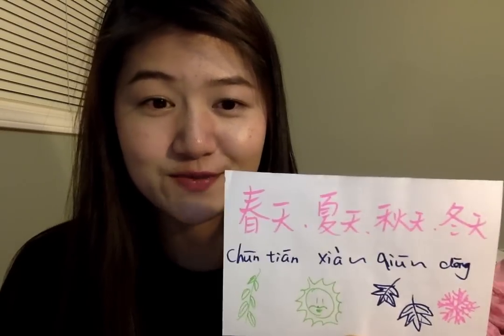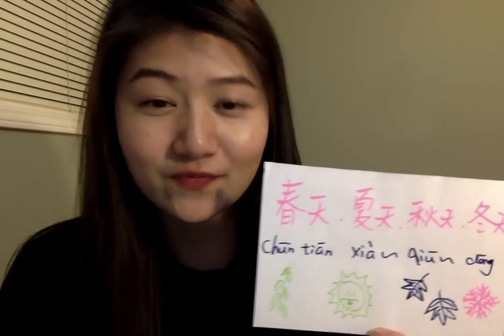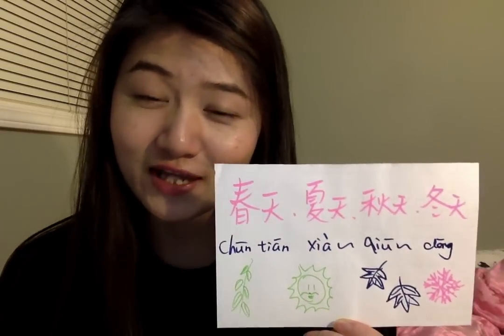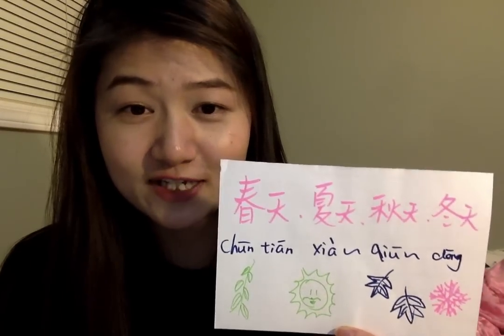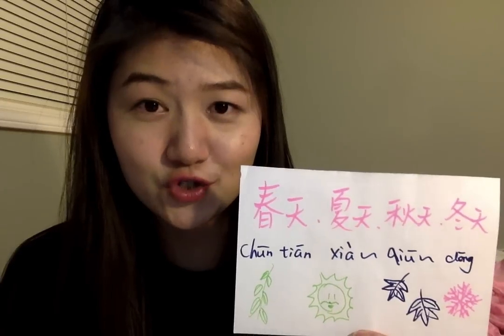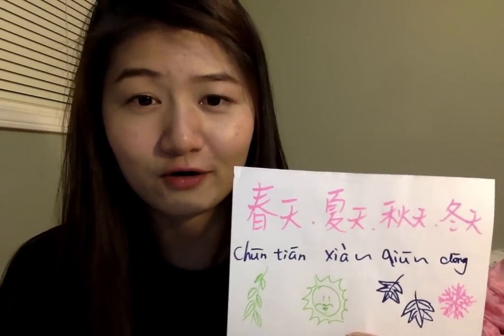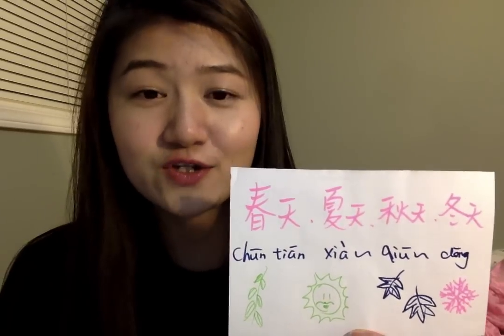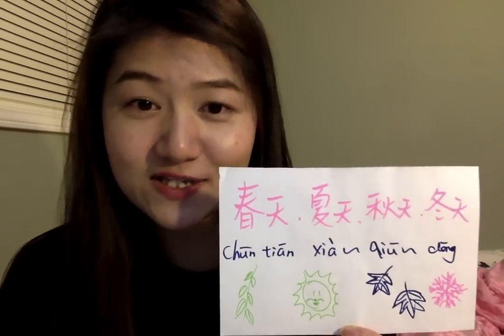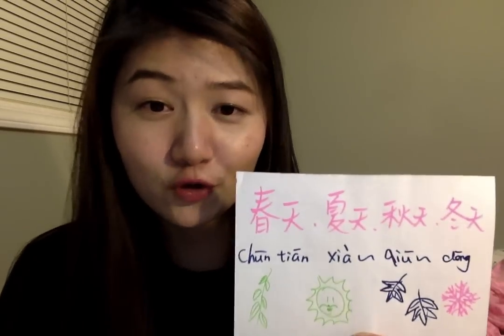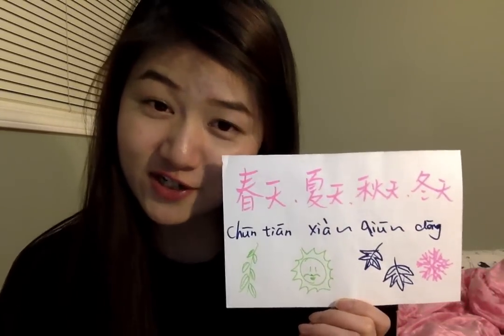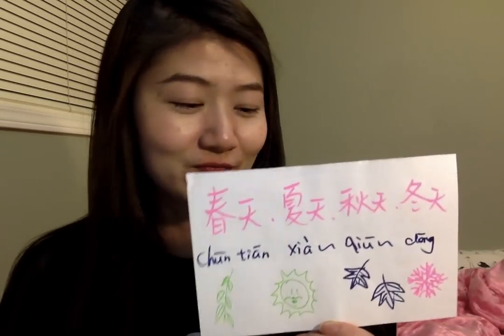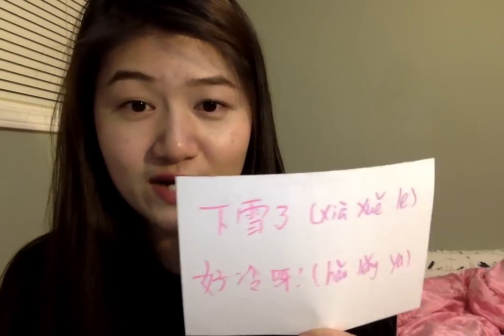And then next one 夏天, summer. I like summer. Okay, and third one is 秋天, fall, or autumn, okay? 秋天. And last one is 冬天, winter, okay? Winter. 很好.